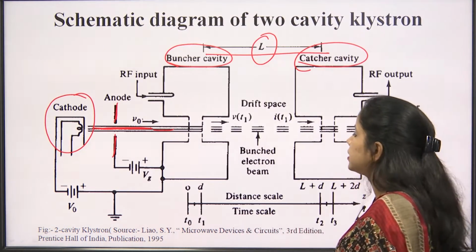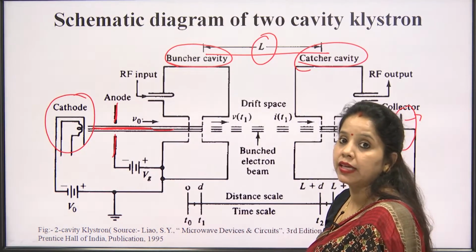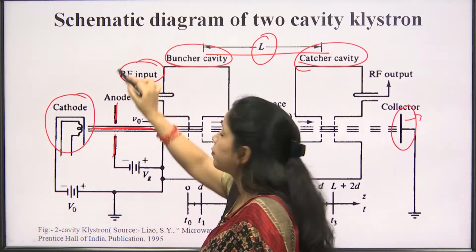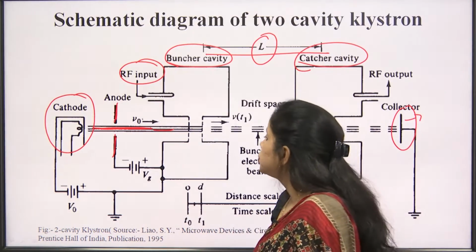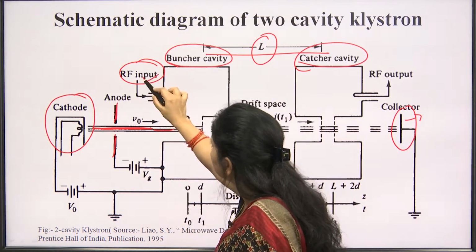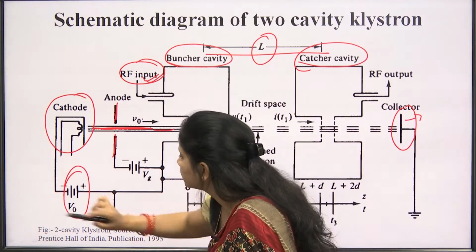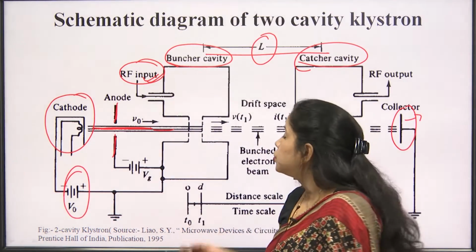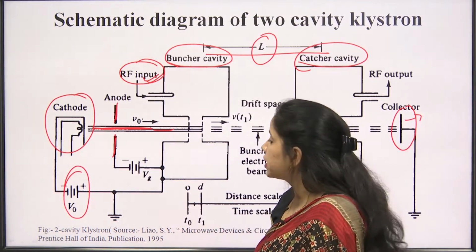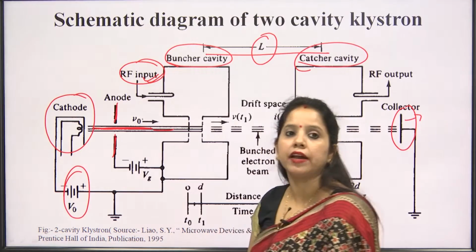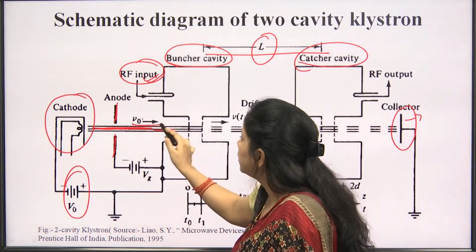What is going to happen in this? The RF input is the signal which we have to amplify with the help of the two-cavity klystron. So, this is the input which has to be amplified and this is the biasing input V naught. We always keep in mind that V naught is always greater than the RF input signal which has to be amplified. So, what is going to happen?